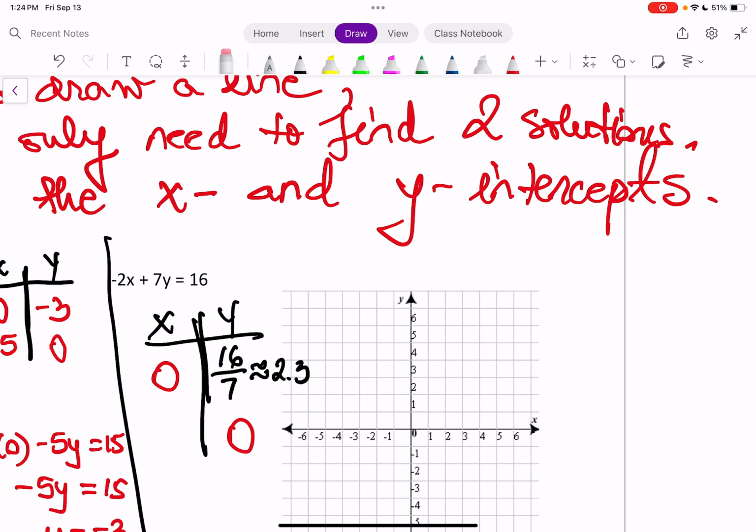I need a second point, so now I'm going to make y equal to 0. If I make y equal to 0, then this piece is gone out of the equation. So to get to x, I just divide by -2, so I'm going to get -8. So that's how easy it is to find intercepts. One at a time, the x term goes away, the y term goes away. So let's plot them.